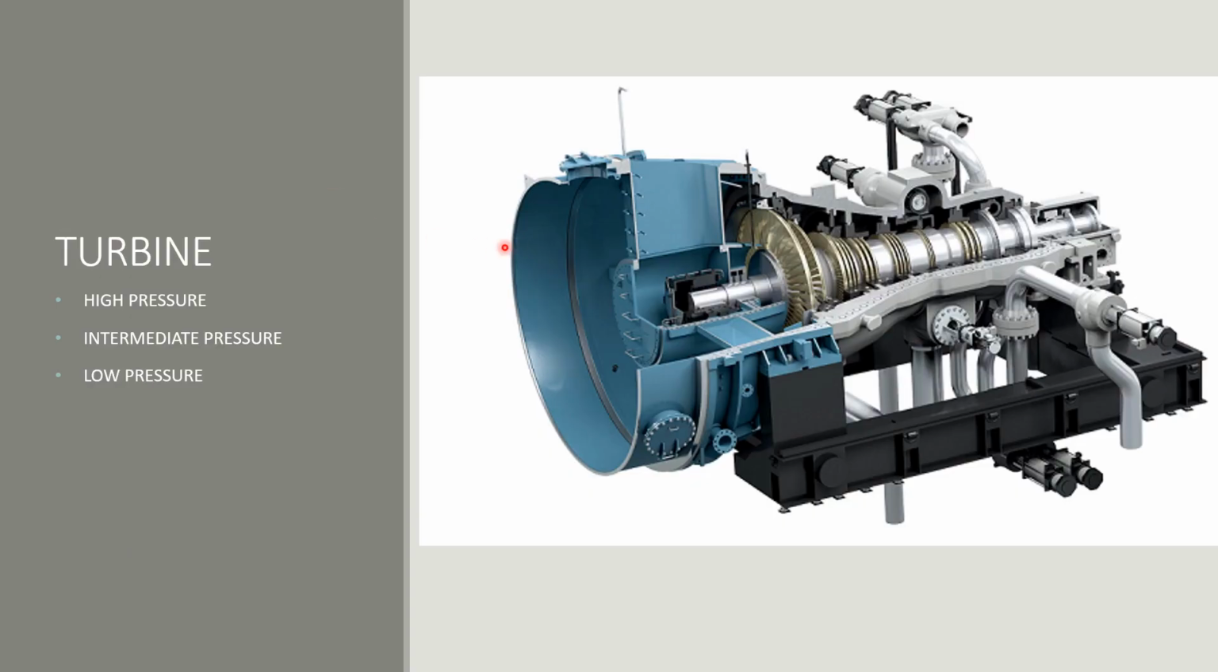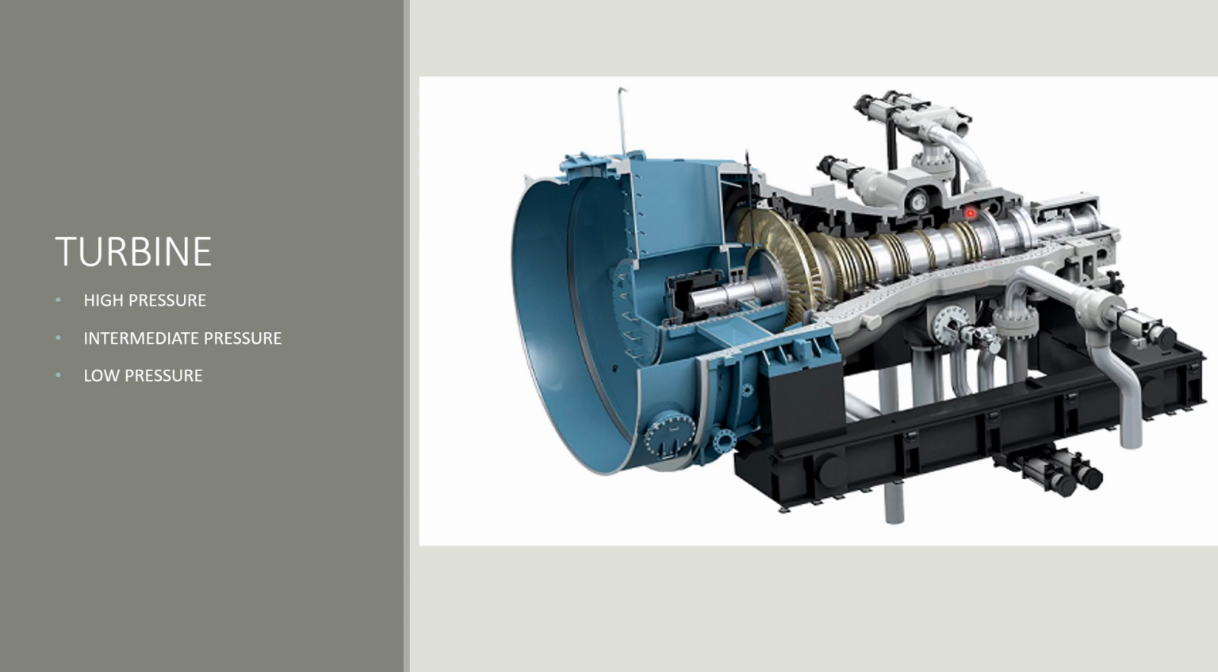So turbines are mainly of three types: high pressure, intermediate pressure, and low pressure. Basically, in small power plants, low pressure turbines are used, but generally in power plants, we often see that all three of them are used. As you can see in this picture, the small part of this turbine is the high pressure end, this is the intermediate pressure end, and this is the low pressure end of the turbine. So all three are used in this single turbine.